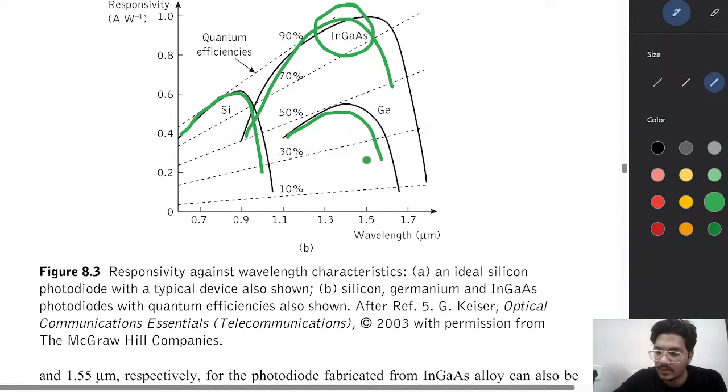Why does responsivity drop to zero at the cutoff? For the longer wavelength, the photon energy becomes less than the band gap, so no electron will be generated.